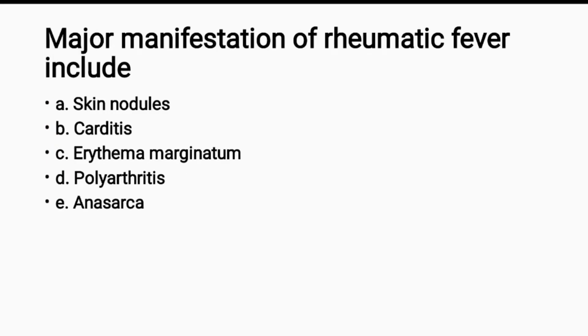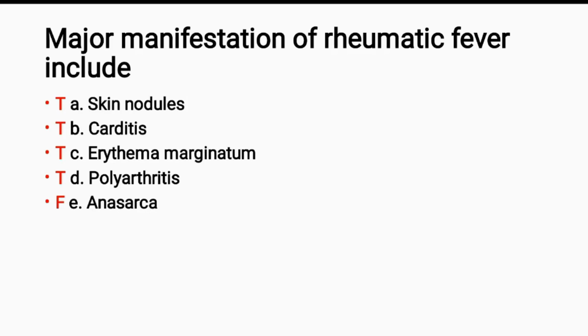Major manifestation of rheumatic fever include A. Skin nodules, B. Carditis, C. Erythema marginatum, D. Polyarthritis, E. Anasarca. Except anasarca, skin nodules, carditis, erythema marginatum, and polyarthritis are major manifestation of rheumatic fever.